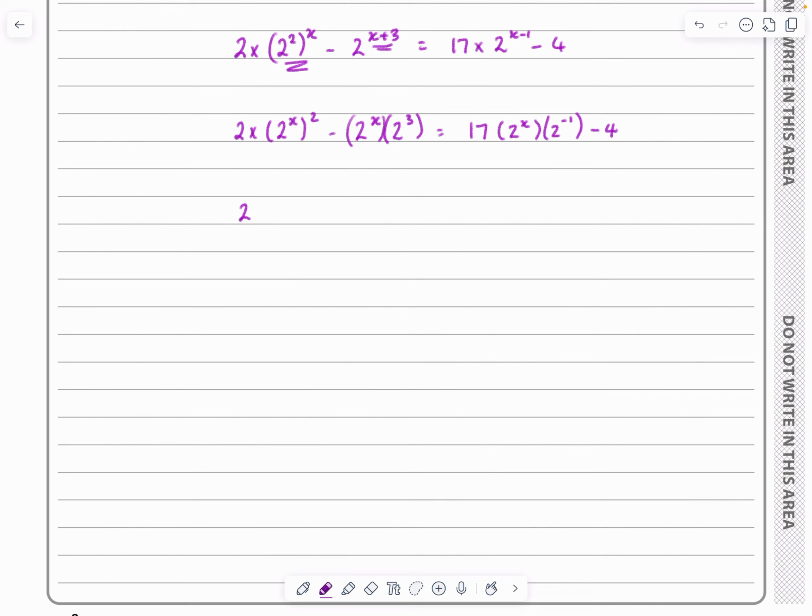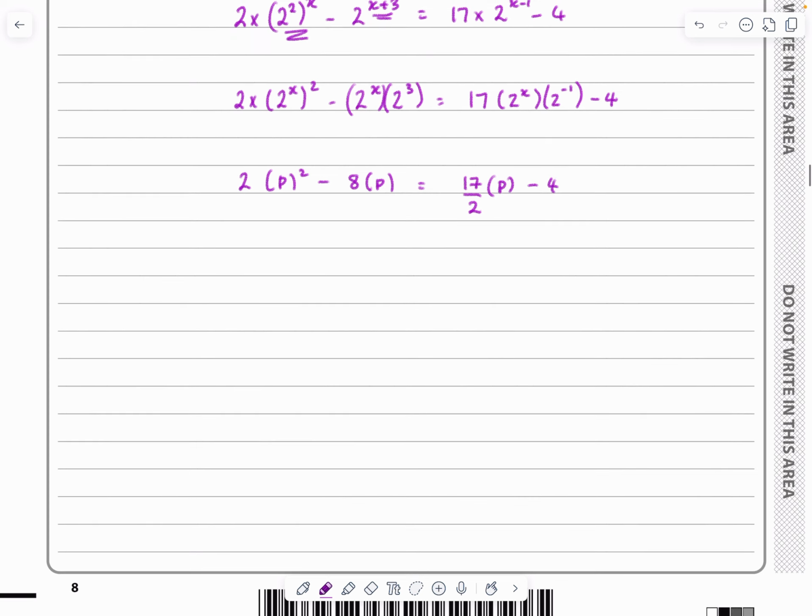So I've got 2p squared minus 2 to the 3 is 8, so 8p, equals 17 times 2 to the minus 1, which is 17 over 2, p, minus 4. And we're nearly there now. We've just got to tidy all this up. So multiply everything by 2.